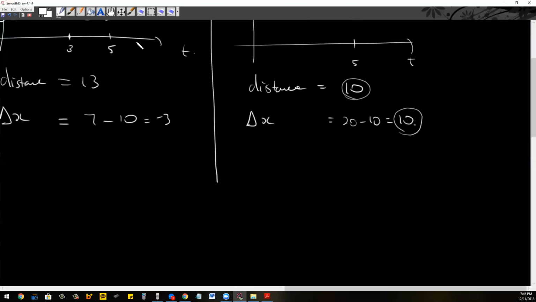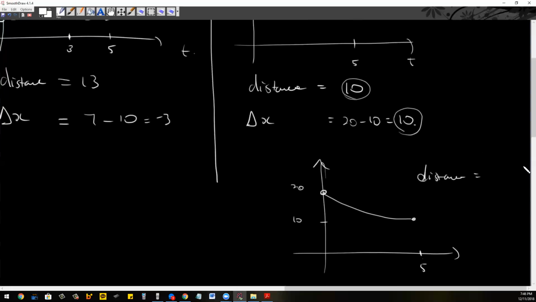Now, have a look at this case as well. This is 20. This is 10. This is 5 seconds. Now, what's the distance? 10, sorry, positive 10, right? What's the change in displacement? Negative 10. Okay. In this case, they're different, right? But only by a negative sign, true?